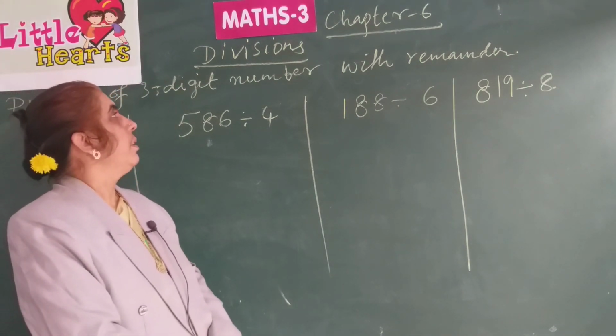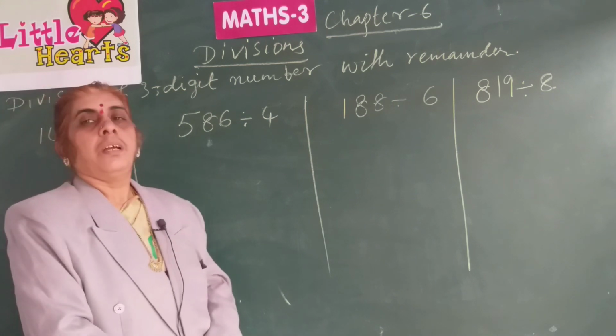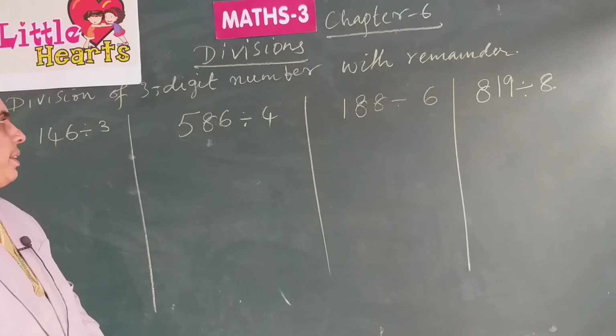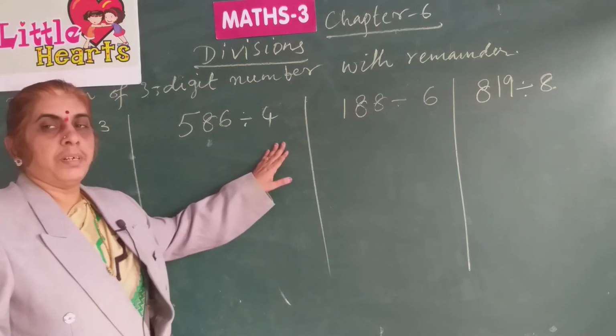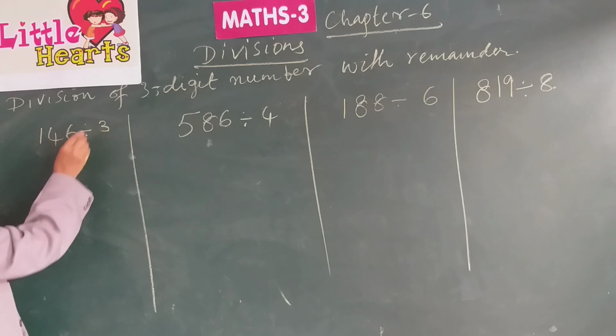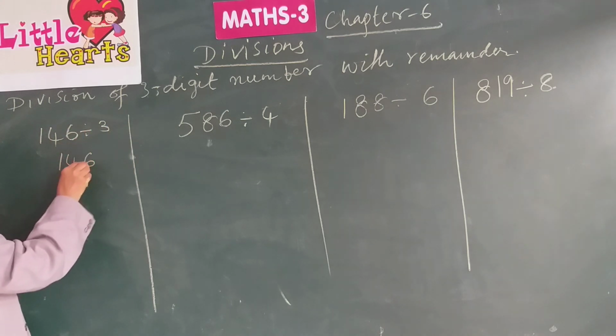Already we have dealt with divisions, and today we are going to deal with division of a three-digit number with remainder by a one-digit number. Take 146 divided by 3. Arrange the numbers like this.